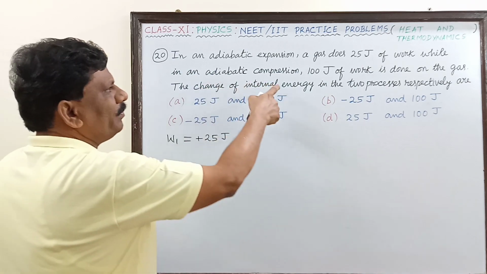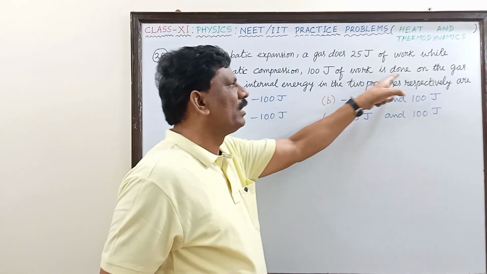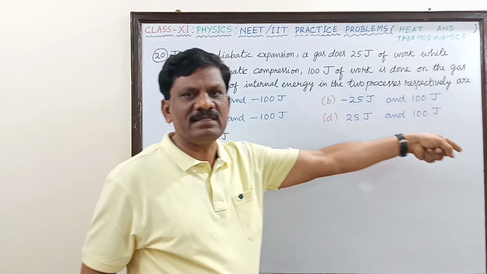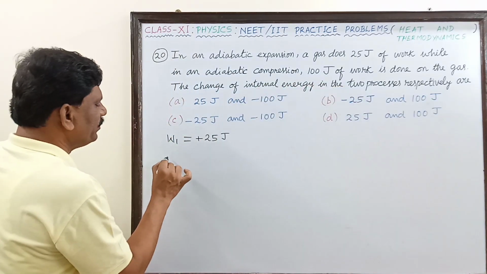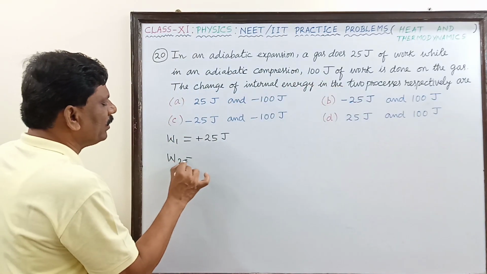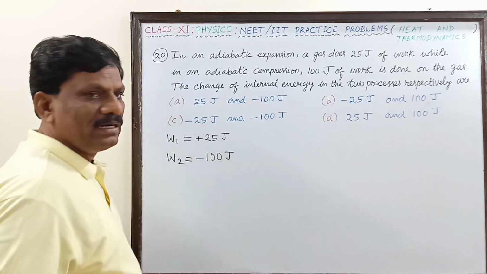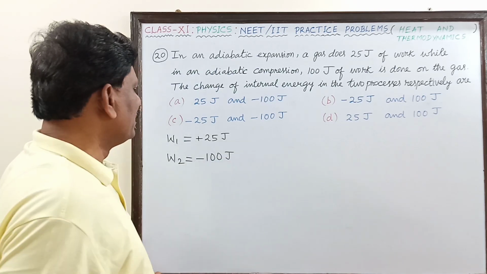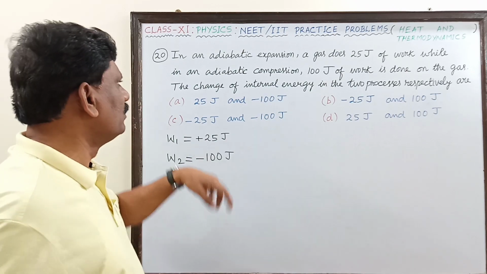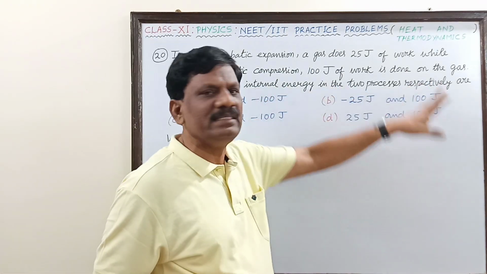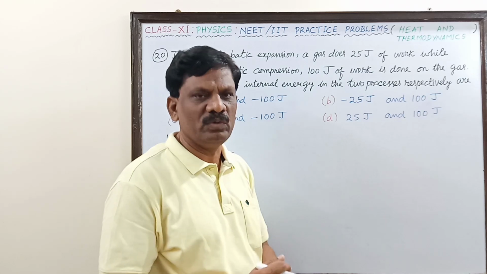In the second step, 100 joule of work is done on the gas. So work done on the gas means what? W2 must be equal to negative. So minus 100 joule. But the question is not the work done, no. The change in the internal energy in the two processes we have to find out.